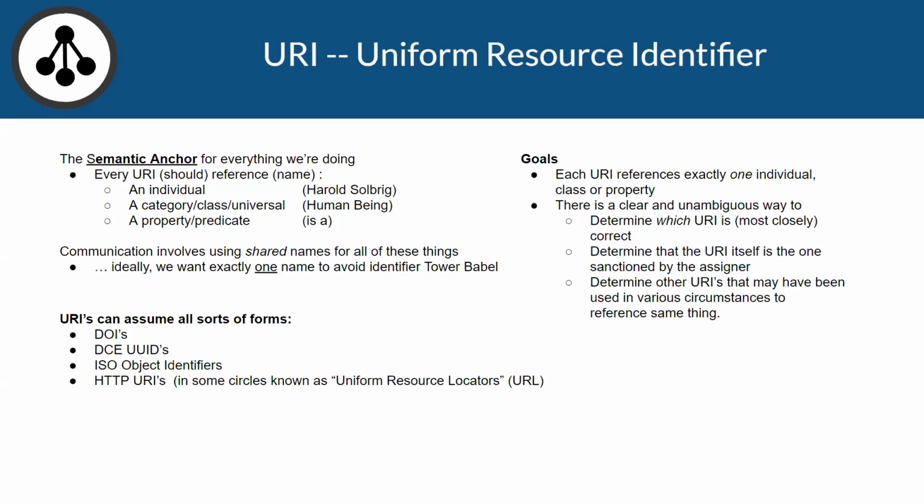Now, URI is a specification that, like all universal uniform identifiers, is intended to absorb all sorts of things. So you can reference digital object identifiers in URIs, DCE UUIDs. Those are the great little 128-bit identifiers that you can generate on Microsoft machines. ISO object identifiers, which are the IDs that were used in HL7 version 2. But most importantly, you can also represent just HTTP URIs, which are also known in some circles as URLs, Universal Resource Locators.